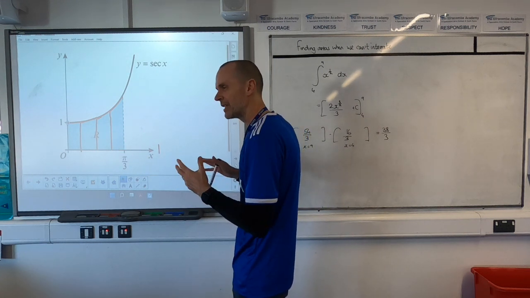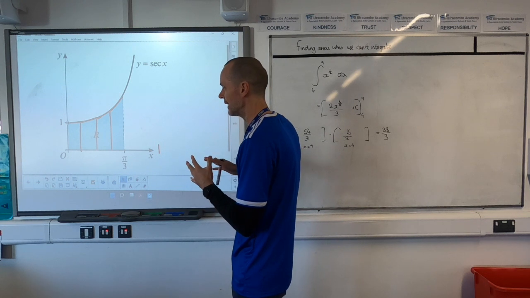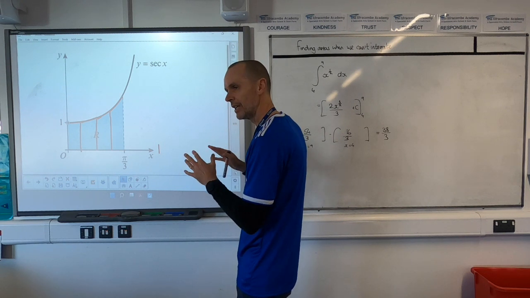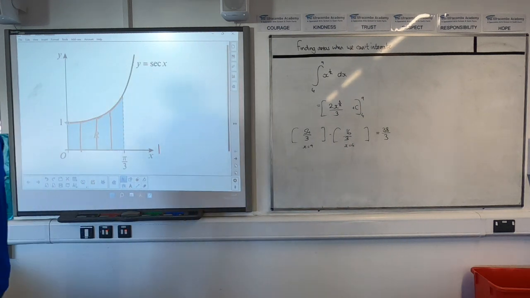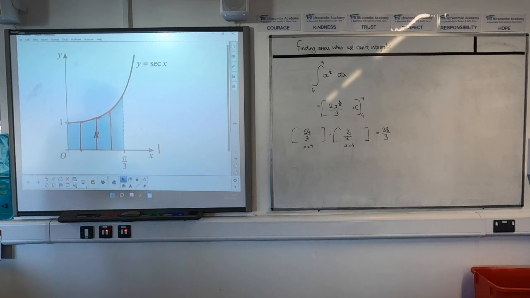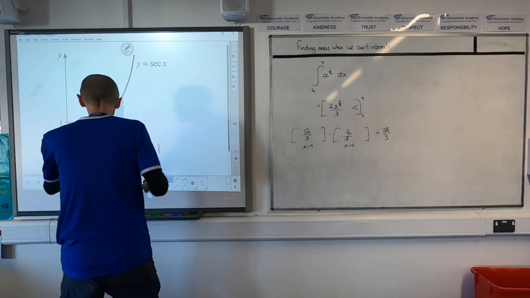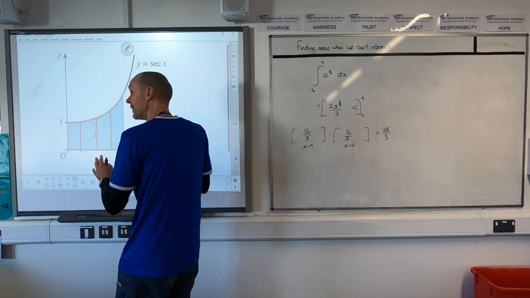And you can see how it's actually quite quick and easy to work out those areas. Actually, we don't need to do that, because there's a shortcut you can take. The shortcut we take is called the trapezium rule. So what I've said is I'm going to split my area up into 4 rectangles.